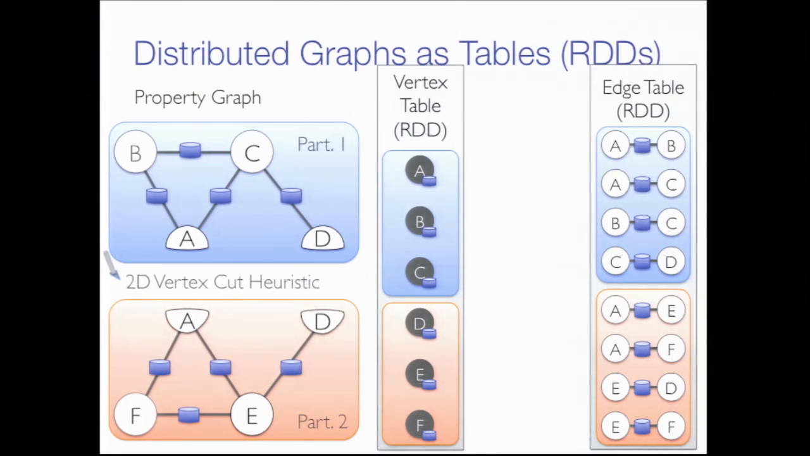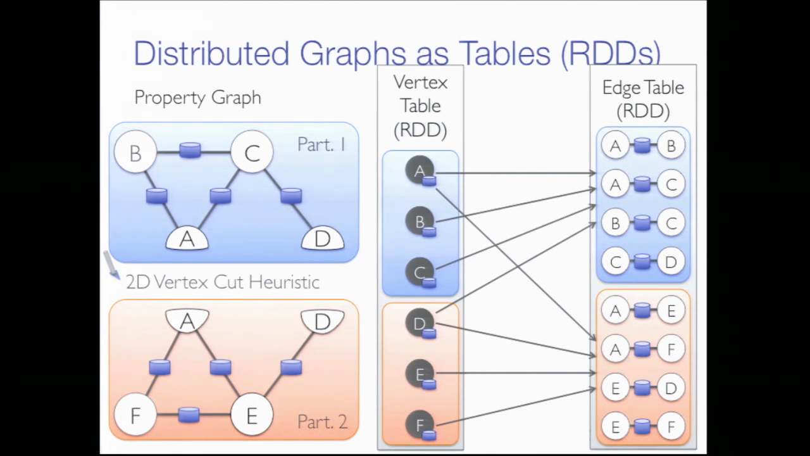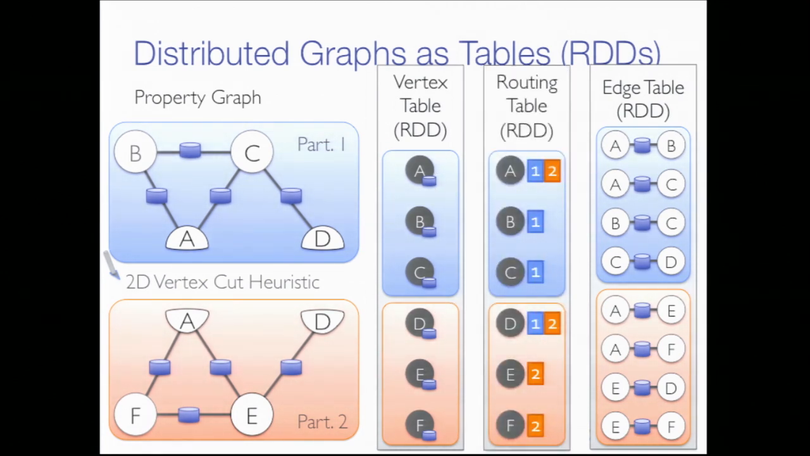Now, based on this, forming the triplets view requires that each edge partition be sent the vertex attributes of the neighboring vertices. Here's the join that we want to do. To enable this, we introduce a separate data structure called the routing table, which describes for each vertex attribute which edge partitions it needs to be sent to. For example, here, vertex A is mentioned by edges in both partitions, so to form the triplet view, it needs to be sent to both, whereas vertex B is only mentioned in the first partition, and so there's only partition 1 there.